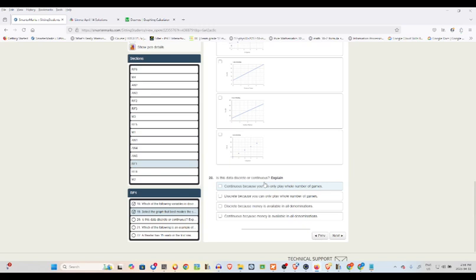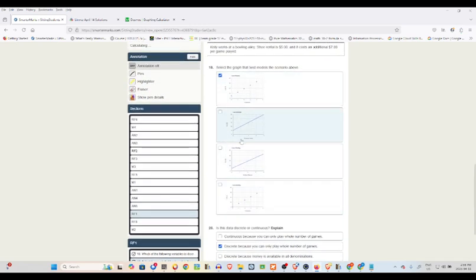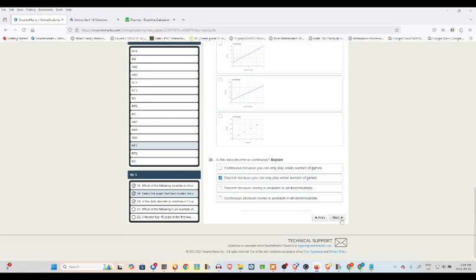And I kind of already covered this, but yes, the data has to be discrete because you can only play a whole number of games. So this question might tip you off that if you picked B or C in the first one, maybe you should come back and take a look. Well, it probably wouldn't be B or C on yours. They're random.